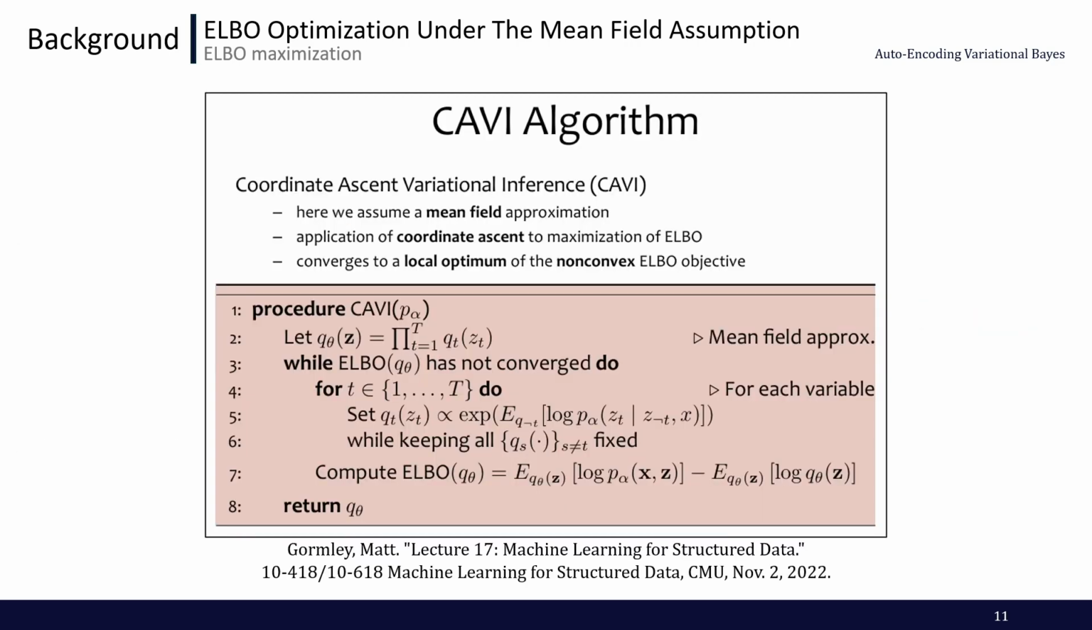This is an algorithm for updating ELBO. Until ELBO has converged, we perform this. For each variable, we set Qj to this equation that we just obtained, and keep the others fixed, and then compute the ELBO. This is just the definition of ELBO.